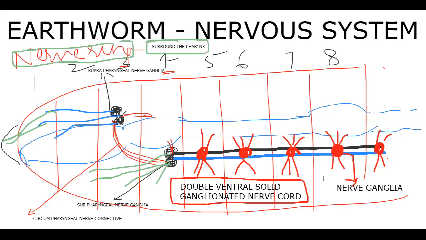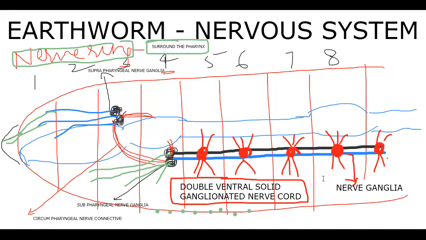One thing, the nerve ring surrounds the pharynx. Thereafter, they have a double ventral solid ganglionated nerve cord. Next, we need to check the receptors also. There are three types of receptors present.